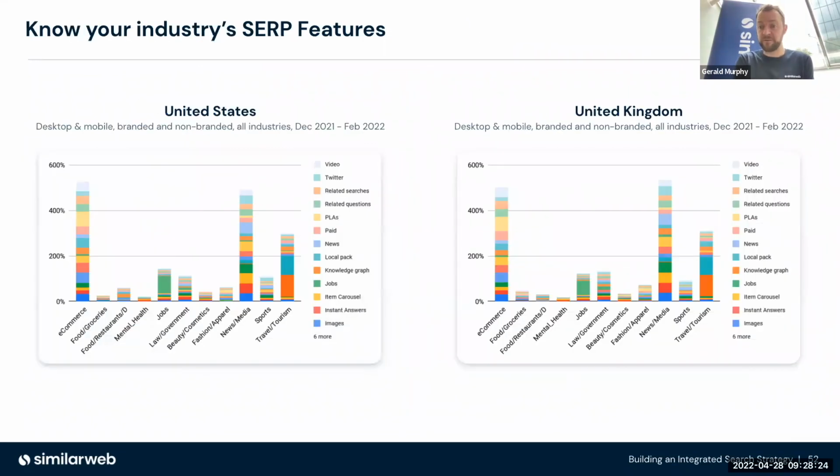Know your SERP features by industry. Every industry is massively different. And as noted, news and media is the most diverse in terms of the number of SERP features and in terms of consistency between the United States and the UK markets.